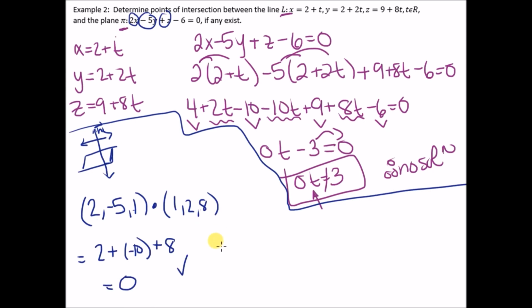Therefore, the normal of the plane is perpendicular to the direction vector of the line. Therefore, no solution. And that's an alternative way to show it.